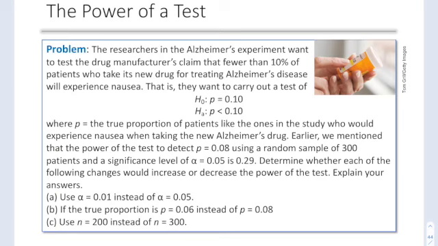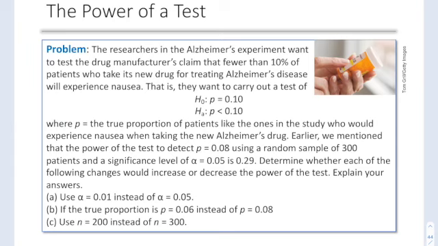Okay, so here we have an Alzheimer's experiment. They want to test a drug. They claim that fewer than 10% of the patients who take its new drug for treating Alzheimer's disease will experience nausea. That is, they want to carry out a test of H0: p = 0.10 and the alternative p < 0.10. p is the true proportion of patients, like the ones in the study, who would experience nausea when taking the new Alzheimer's drug. Earlier we mentioned the power of the test to detect p = 0.08 using a random sample of 300 patients and a significance level of alpha = 0.05 is 0.29.